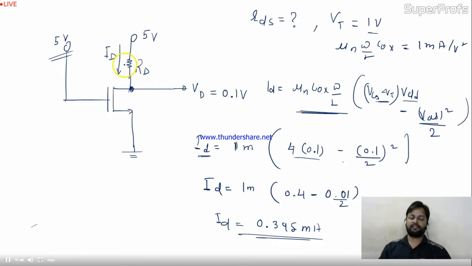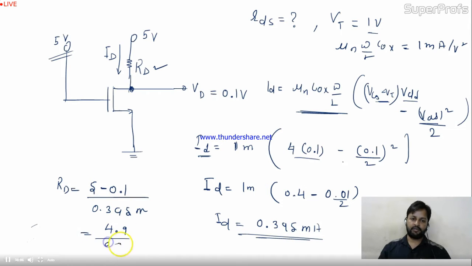For the given condition you get the current ID. Now can you calculate this RD? Yes, you can calculate. So this RD will be (5 minus 0.1) divided by ID. ID is 0.395 milliampere. So this will be 4.9 divided by 0.395 milli. Is it okay? So it will be 12.4 kilo ohm.